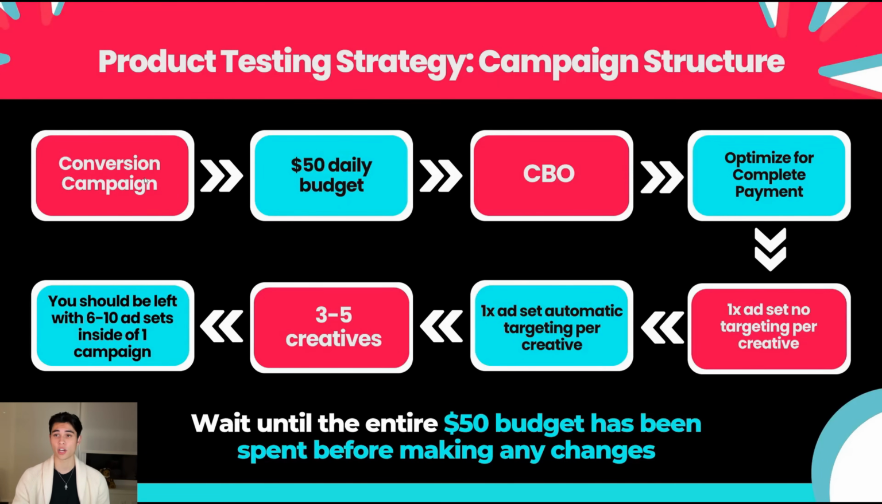So first, we're going to be launching a conversion campaign. You always want to launch a conversion campaign. And for our first day, we're just going to do a $50 daily budget. We're going to do a CBO campaign and optimize for complete payment. And then we're going to do one ad set, no targeting per creative, and then one ad set targeting per creative. And then we're gonna do 3 to 5 creatives. Then you should be left with 6 to 10 ad sets inside of your one campaign. Now let's dive right into the TikTok Ads Manager, and I'll show you how to set this all up.